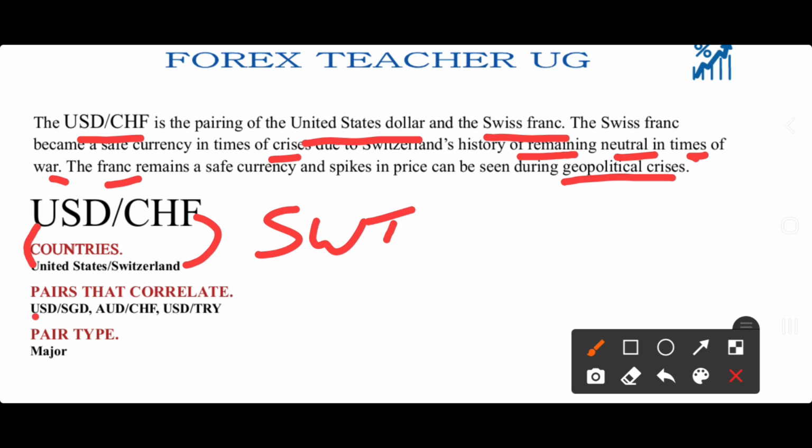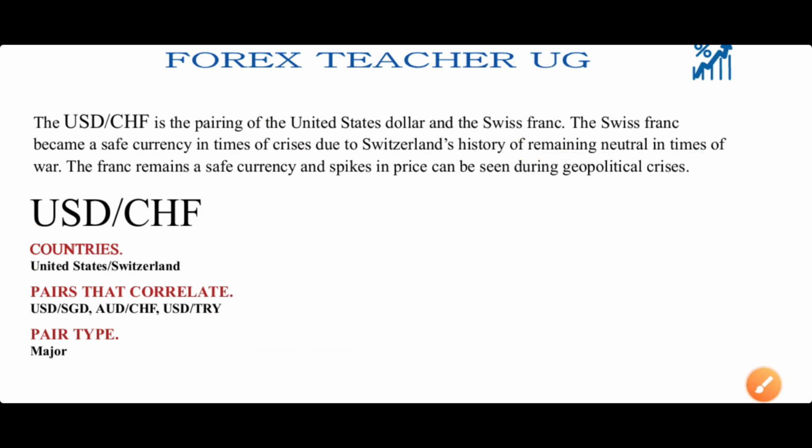So the pairs that it correlates with, we have the United States dollar against the Singapore dollar, Australian dollar against the CHF, and USD against the Turkish lira. So we'll be seeing it as a major pair type, a major currency.